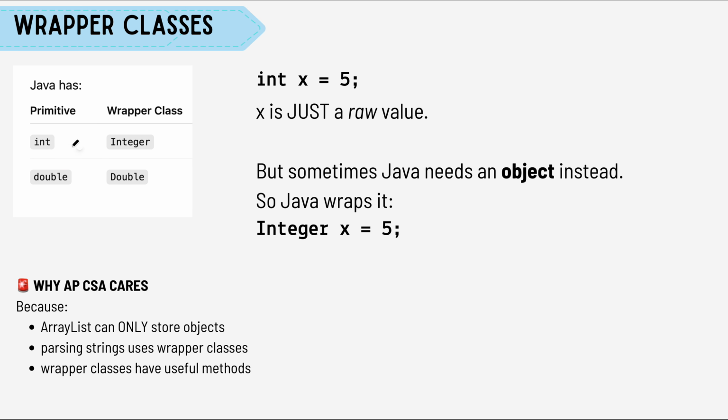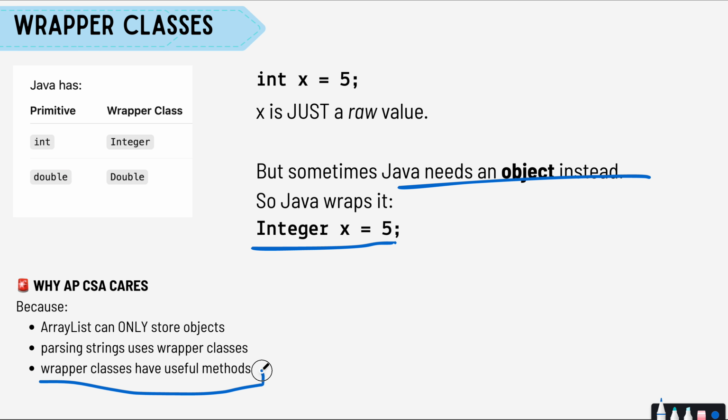Now a wrapper class. Sometimes x is just a raw value, so this is just a primitive type. You cannot do much with it, but sometimes Java just needs an object. So you would write Integer x = 5, not int. It always starts with a capital letter. And wrapper classes have some useful methods that you can actually use, so that might be some of the reasons CSA cares about a wrapper class instead of a primitive.